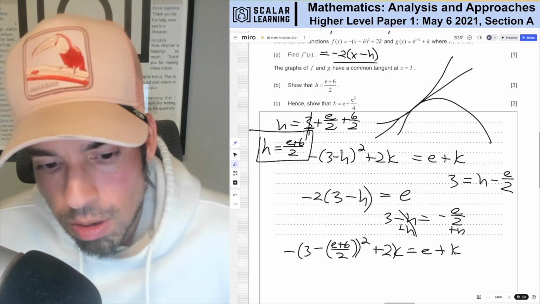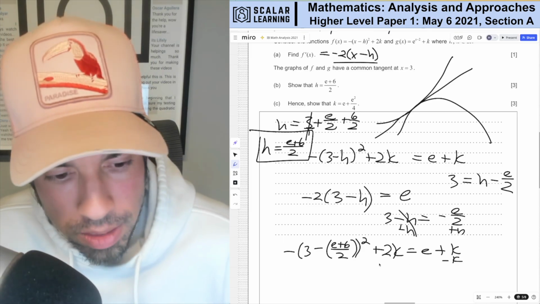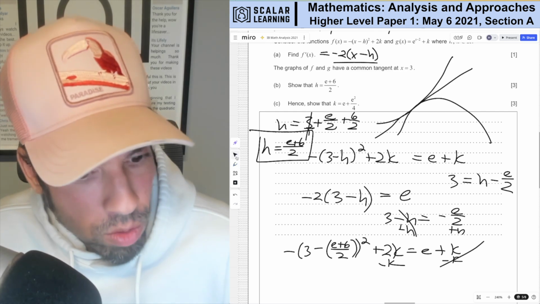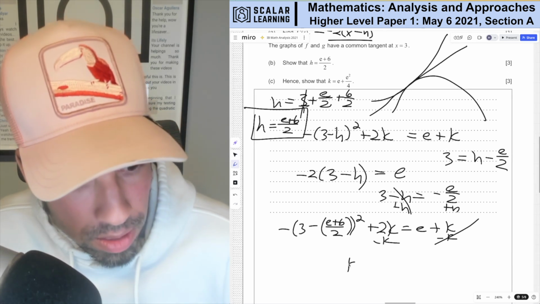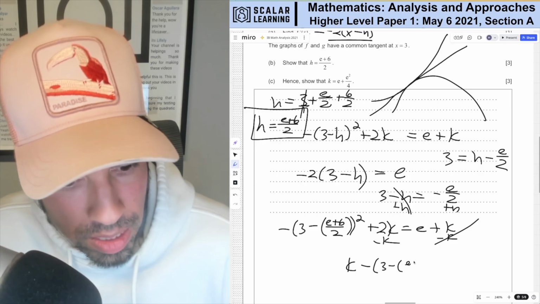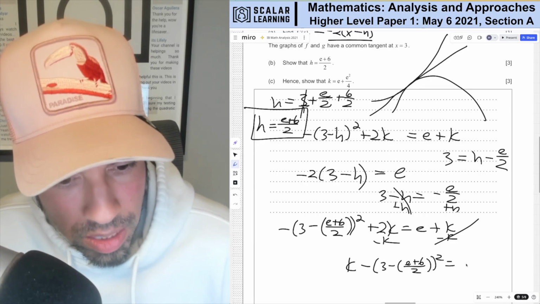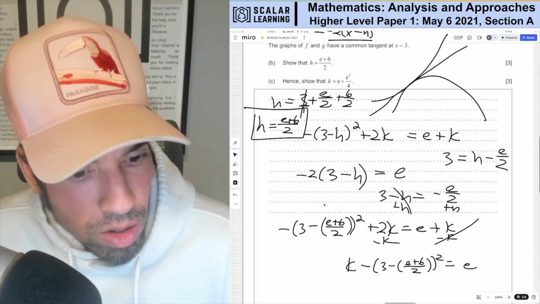I'm going to start by subtracting. You could do this either way, but I'm going to get k to the left side. So I'm going to subtract k, and then now we have k, and then minus all of this, minus 3 minus e plus 6 over 2 squared is equal to e. Okay, now let's move this over.